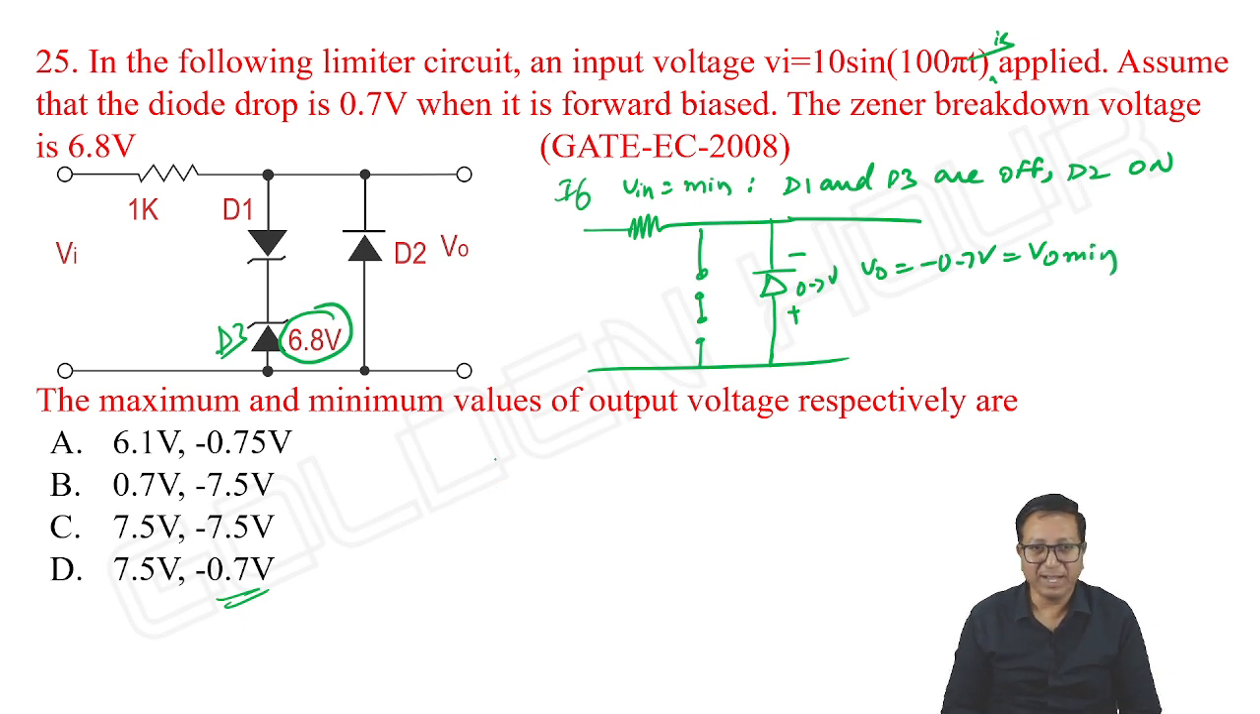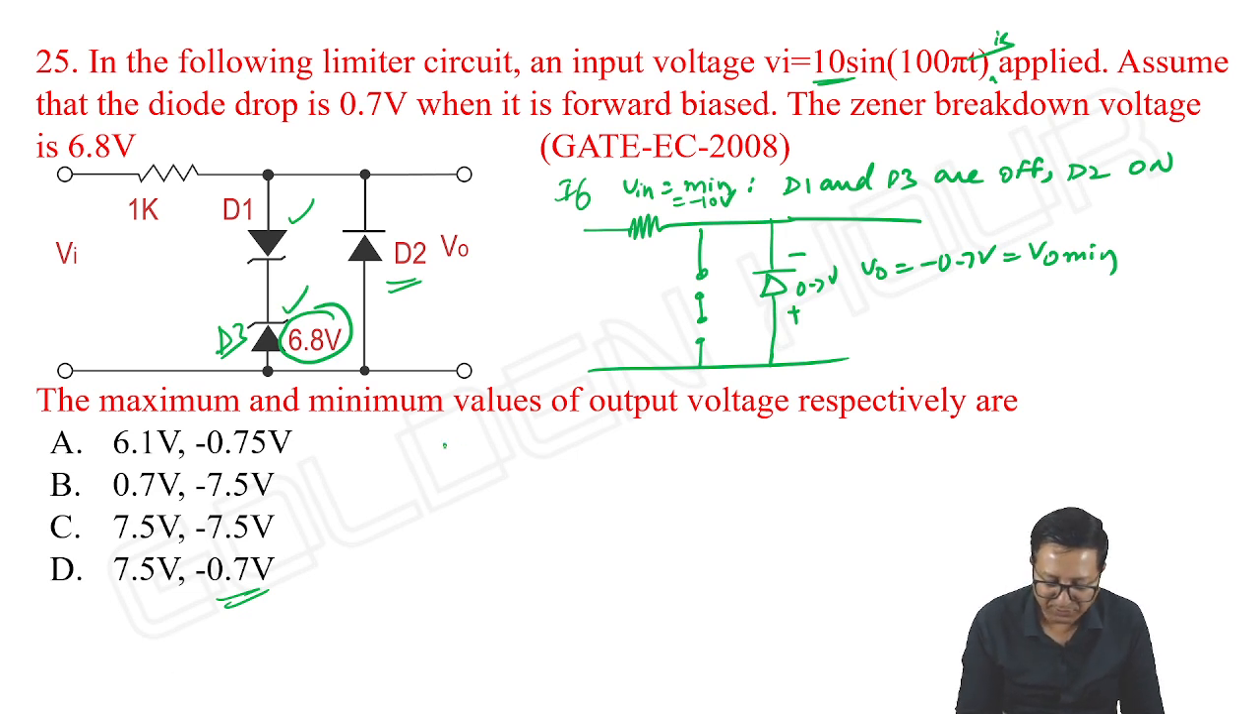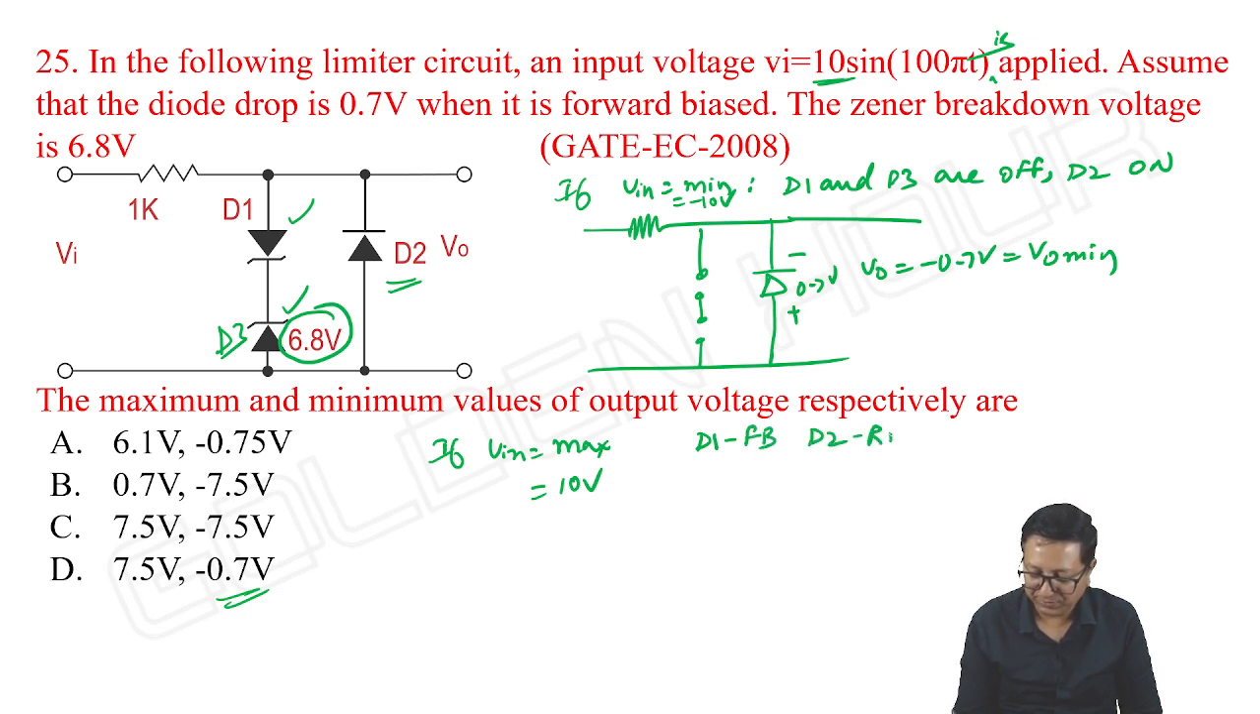Next, when input is maximum, here it is given 10 sine omega t. Minimum in the sense minus 10 volts. When input is plus 10, then what happens? Positive voltage, D2 is anyway reverse biased. D1, D3: D1 is ready to conduct and D3 is ready to undergo breakdown. So if V input is equal to maximum, that is equal to plus 10 volts, then D1 is on or forward biased, D2 is reverse biased, and D3 undergoes breakdown.